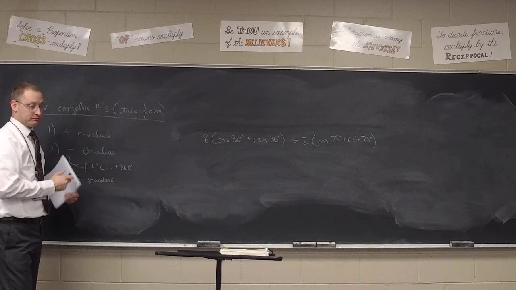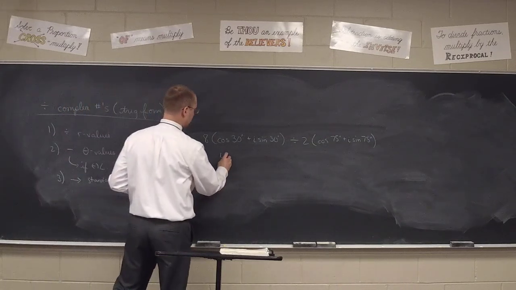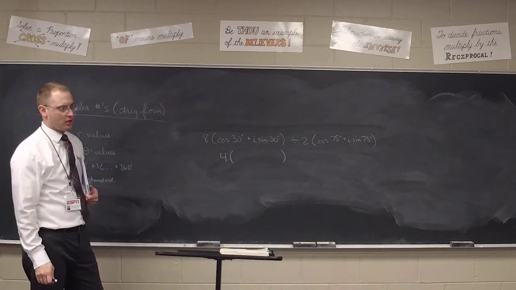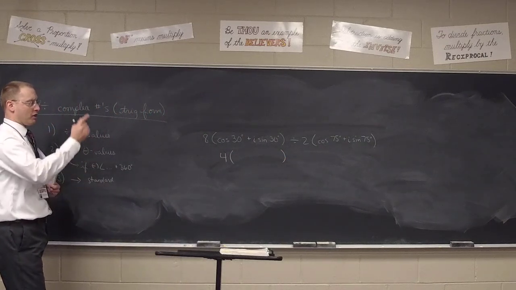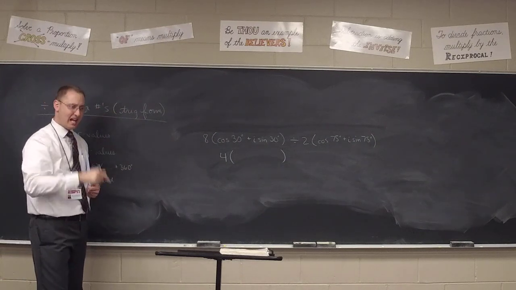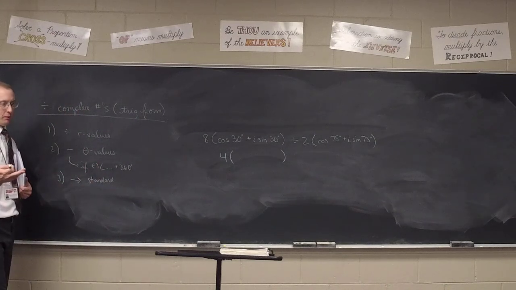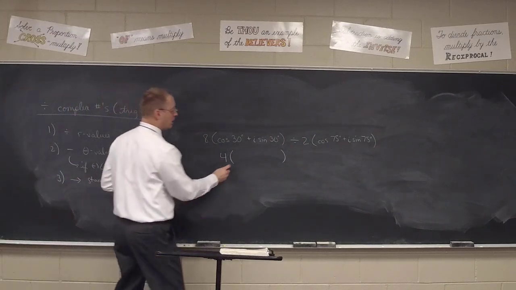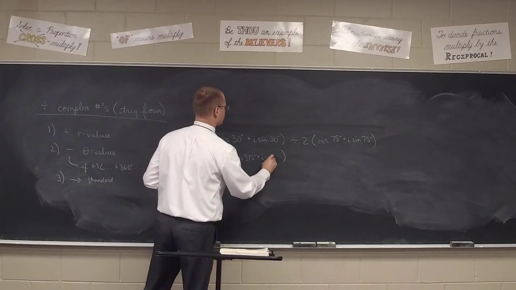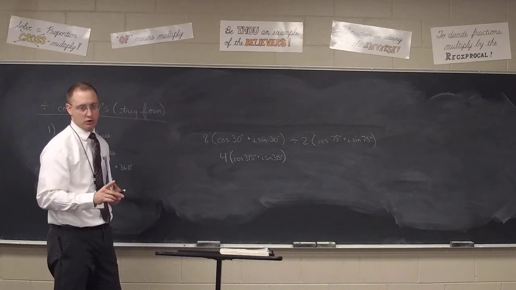First step, divide the r's, we get 4. Next step, subtract the thetas, but 30 minus 75 equals negative 45. Now, if we wanted to add 360, that would give us 315. So we could say the cosine of 315 degrees plus i times the sine of 315 degrees, and that's what I'm going to recommend you do.